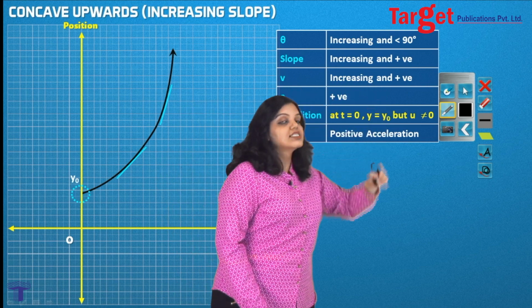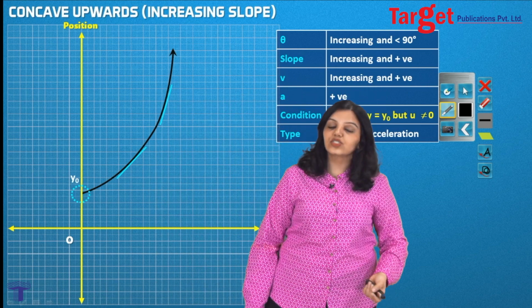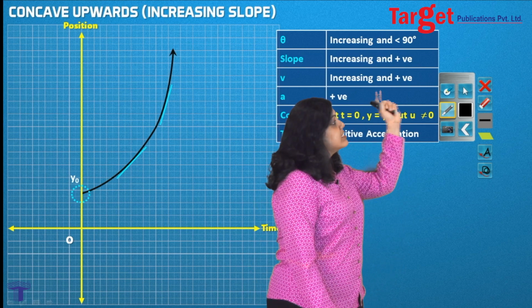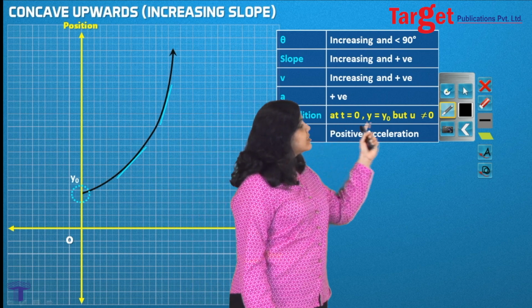So even velocity is increasing and positive. That's also correct. What about acceleration? Acceleration will be positive because whenever you have an increasing velocity, you will have positive acceleration. But look at the difference in the condition.